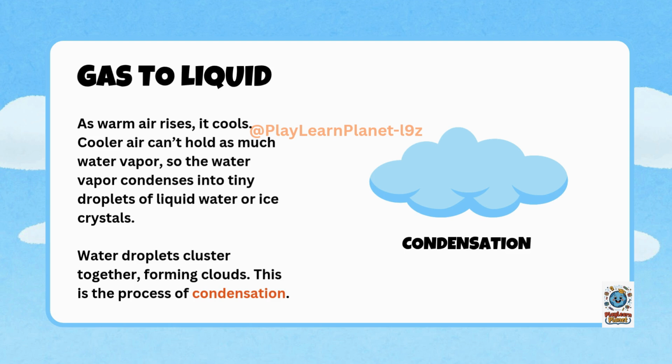Gas to liquid. As warm air rises, it cools. Cooler air can't hold as much water vapor, so the water vapor condenses into tiny droplets of liquid water or ice crystals. Water droplets cluster together, forming clouds. This is the process of condensation.